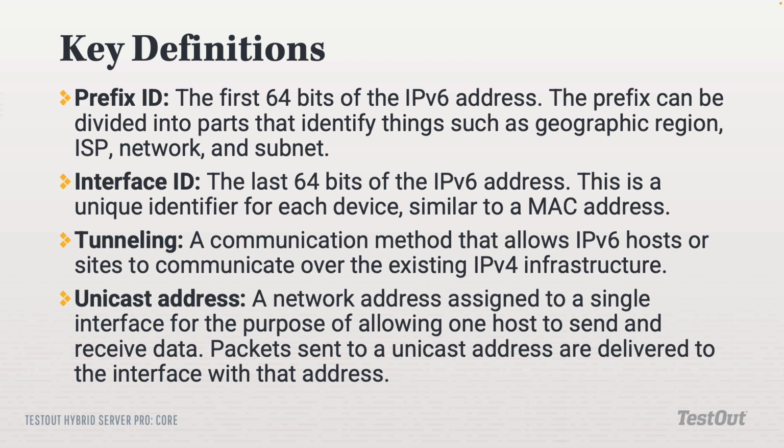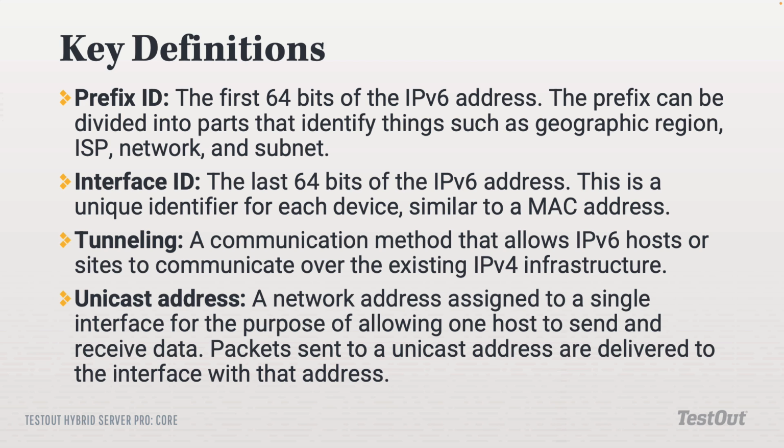So the first part of an IPv6 address is really to identify basically where it's physically located. The last 64 bits of the address is your unique identifier for each device. So this is very similar to a MAC address. It actually takes the MAC address as part of the calculation in order to do that.